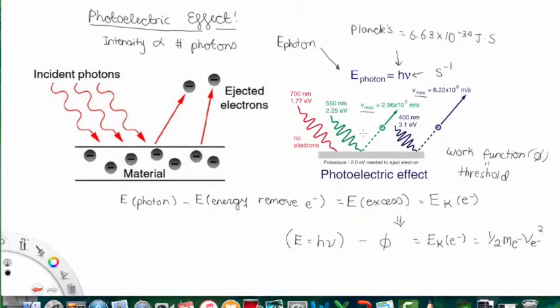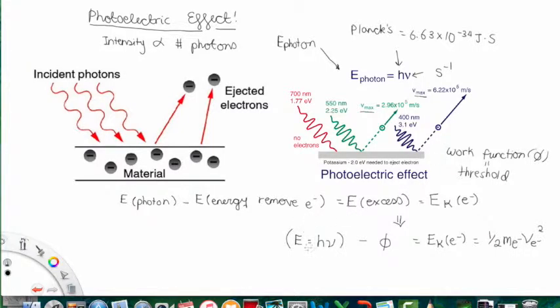So Albert Einstein, the guy that I'm sure you all have heard of, proposed that a beam of light is not a wave propagating through space, but rather a collection of discrete wave packets or photons, each with an energy of h nu, as shown right here. Now from here, we can create this equation, where the energy of the photon minus the energy required to remove an electron gives you the excess energy, which in turn can be written as Ek, the kinetic energy of the electron that's being ejected out of the metal.